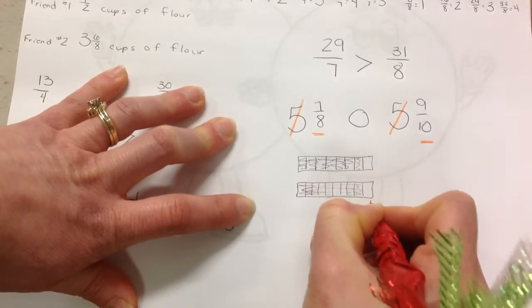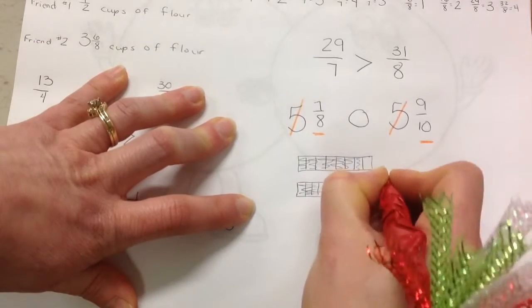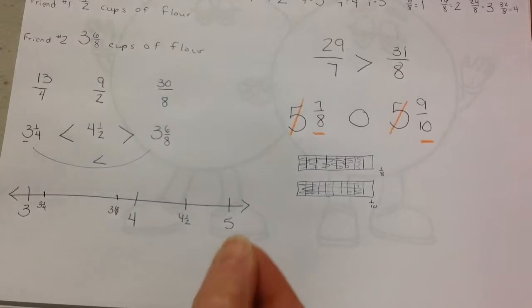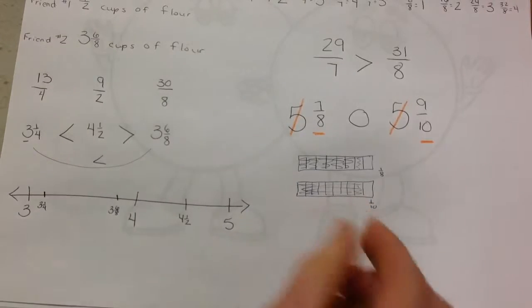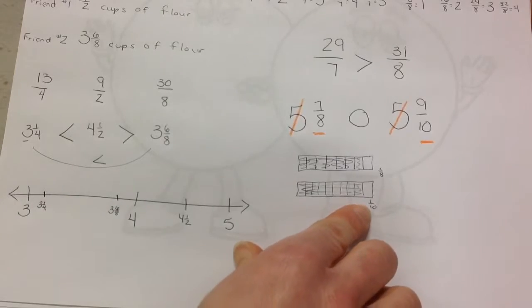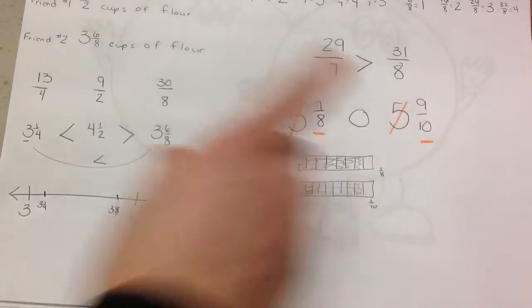This is 1/10 away from a whole. This is 1/8 away from a whole. Which is a smaller piece? Well, a tenth is just a hair smaller, so it's just a little bit closer to a whole. That would make this bigger.